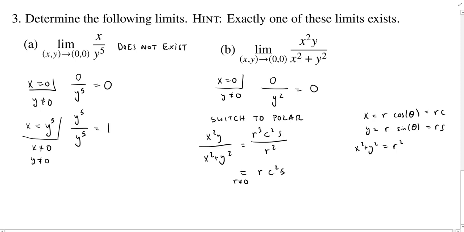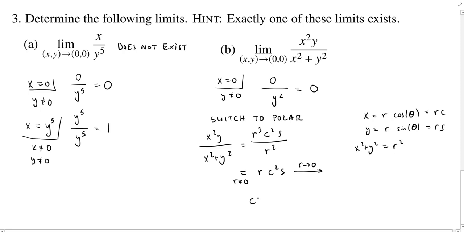Okay, now, as theta moves around this c squared s, you're just going to be multiplying numbers between -1 and 1 together. But then you're hitting it with something which, as r goes to 0, is going to be going to 0, right? We could use the Squeeze Theorem, for example, right?